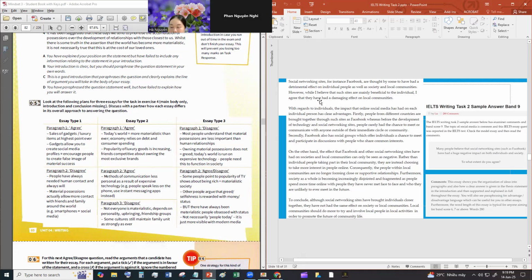However, while I believe such sites are mainly beneficial to the individual, còn nói cách khác, nếu con không thích dùng cái kiểu là beneficial đúng không ạ? While I disagree that such sites have harmful impacts on the individuals, I agree that they have had a damaging effect on local communities. Đó, nghĩa là tùy cái phong cách viết của chúng ta thích dùng từ thế nào thôi. Nhưng vấn đề là mình phải làm cho nó rõ. Mình agree là agree, mình disagree là disagree, với cái statement trong đề bài.